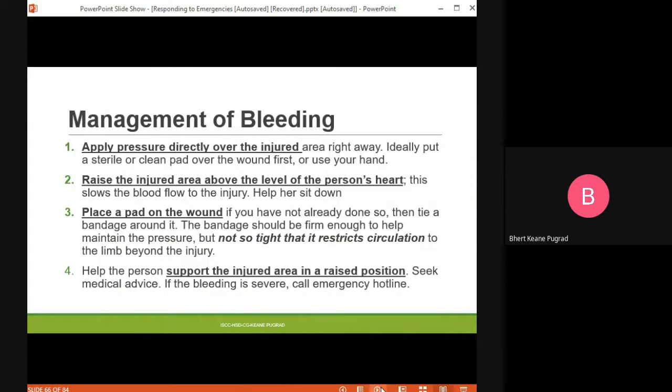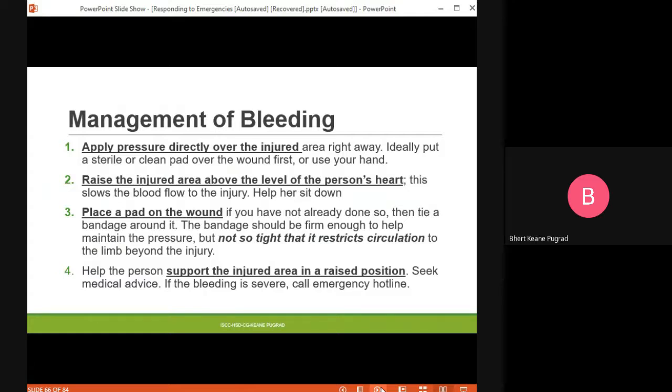So what is the management of bleeding? First, apply direct pressure over the injured area. No? Take note, yung pang-cover natin should be sterile or should be at least a clean pad. Okay? And then you need to raise the injured area above the person's heart. So this will slow the blood flow and help her sit down. Place a pad on the wound. Okay. You could also apply a bandage to secure the pad.